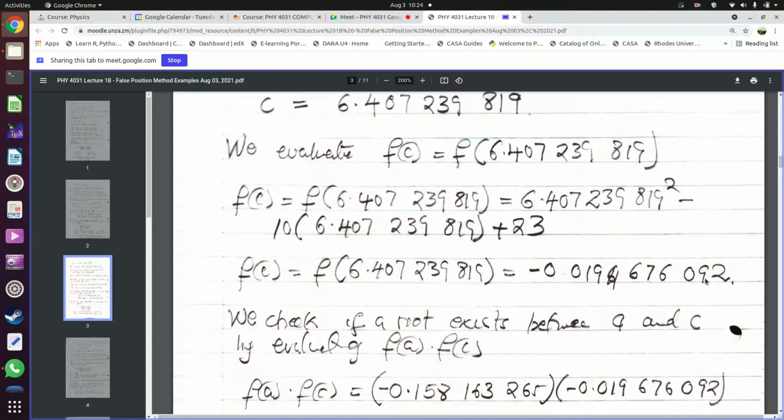So already, from just the first solution, which wasn't good enough, now we have got something which is good enough, because our function is now minus 0.019 something. Are we clear?